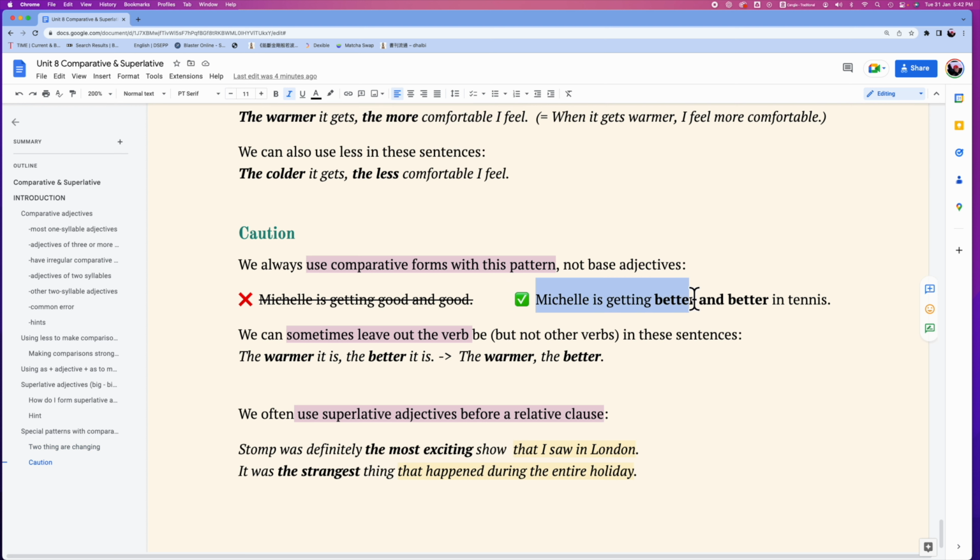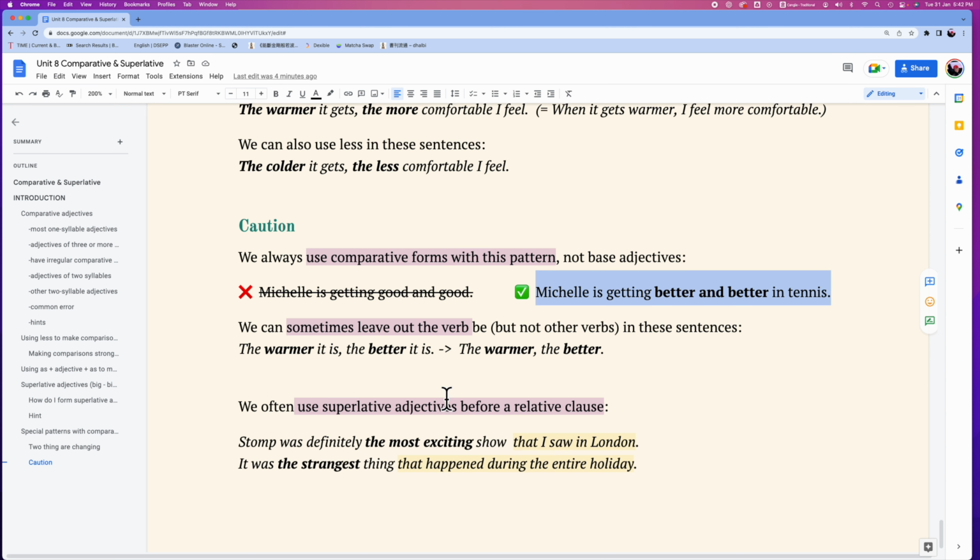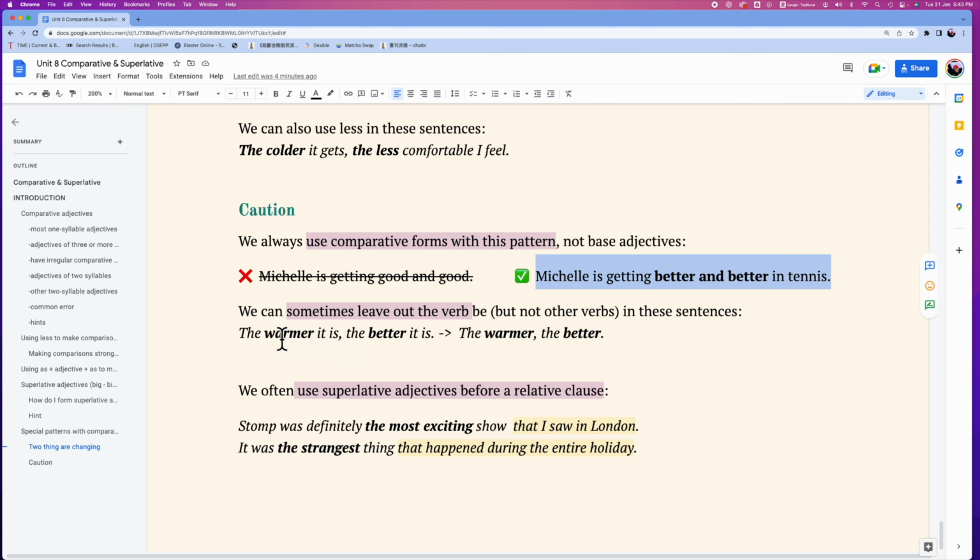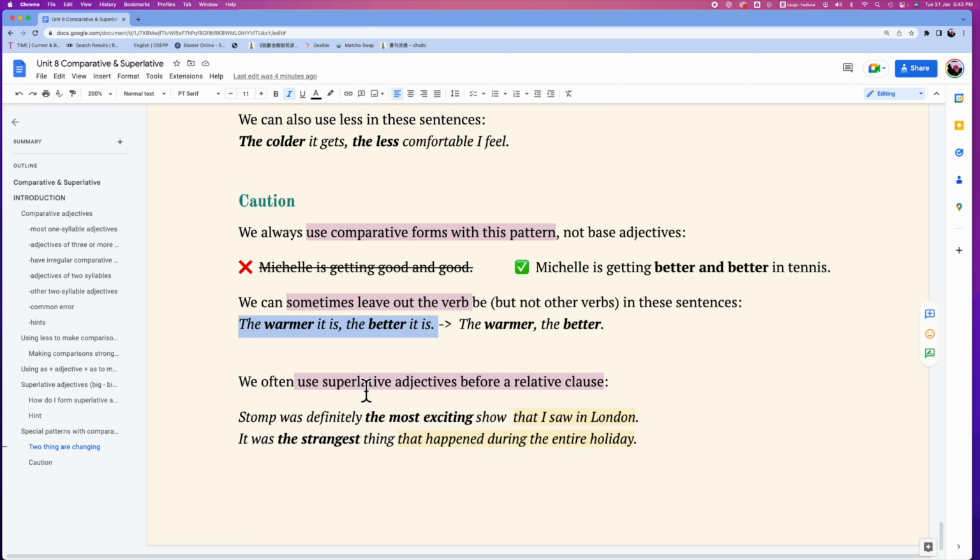For example, Michelle is getting better and better at tennis, or using comparatives with the definite article, the, to show two things changing. For example, the warmer it is, the better it is. It's important to only use comparative forms, for example, better, instead of good, and to be mindful of omitting the verb be in sentences. Additionally, we often use superlative adjectives before a relative clause to describe the highest degree, such as, the most exciting show that I saw in London. These special patterns are a way to add emphasis and describe change in a more interesting and descriptive way.